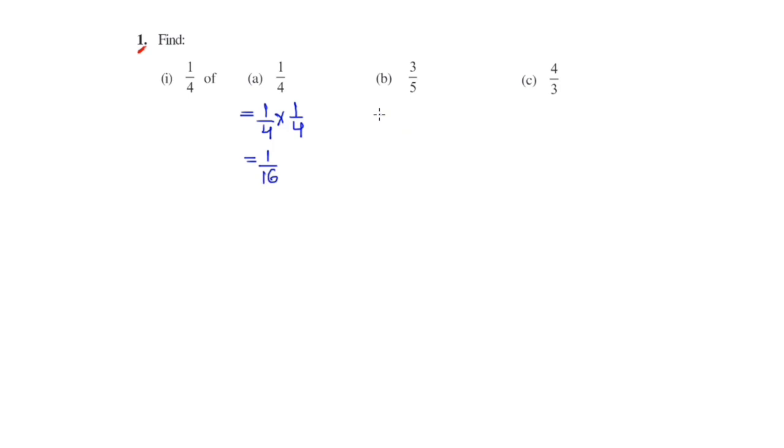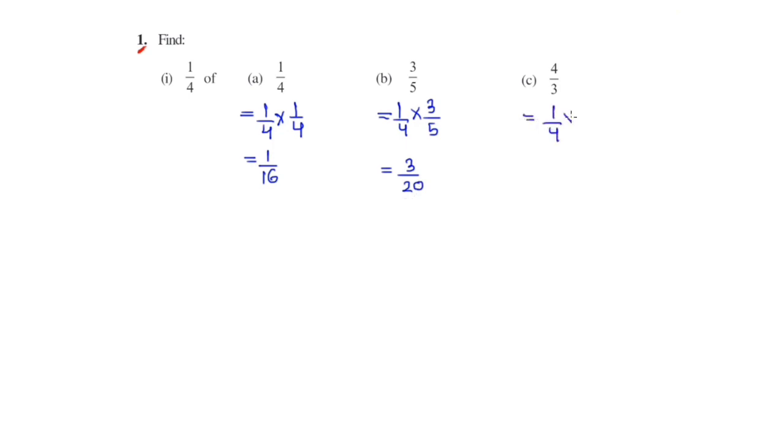Now moving to part B of the first question. First we will write 1/4. In the place of "of" we will write the multiplication sign and 3/5. We will do the same thing. Multiplying the numerators we get 3 times 1 is 3, and multiplying the denominators, 5 4s are 20. So 1/4 of 3/5 is 3 over 20. Understood?